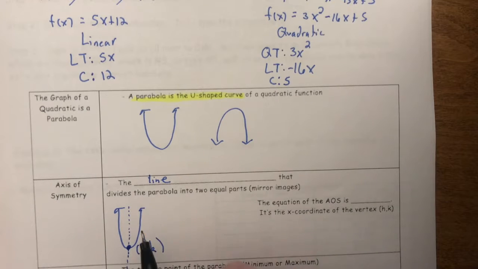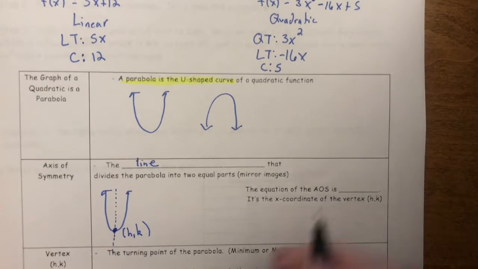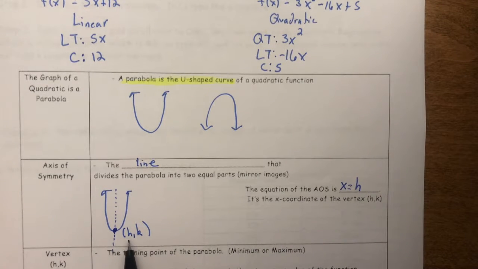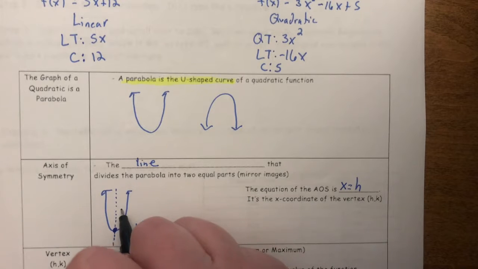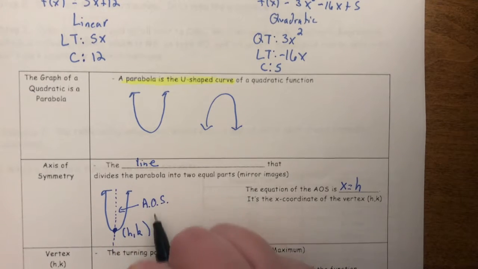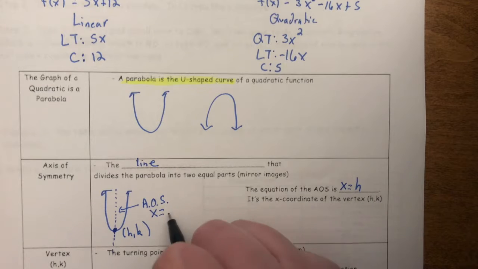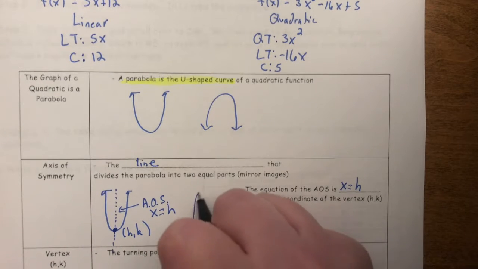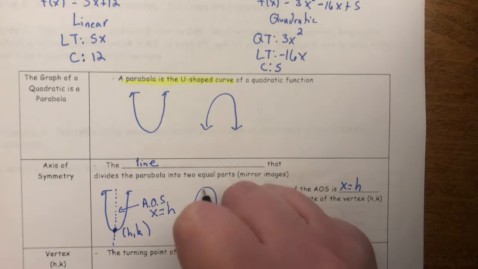Okay, so if I was to identify my axis of symmetry, it's going to have an equation, because it's a vertical line, x equals h, where h is the x coordinate of our vertex. So here I'm going to call this AOS for axis of symmetry. It's going to have the line x equals, because it's a vertical line, all the x coordinates are the same, and it's going to equal the x coordinate of our vertex.